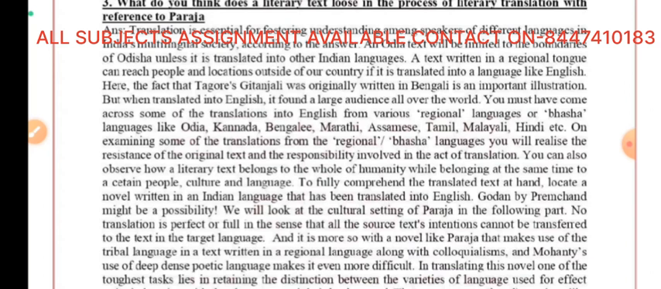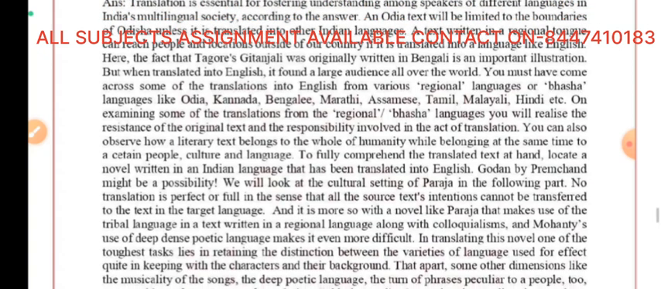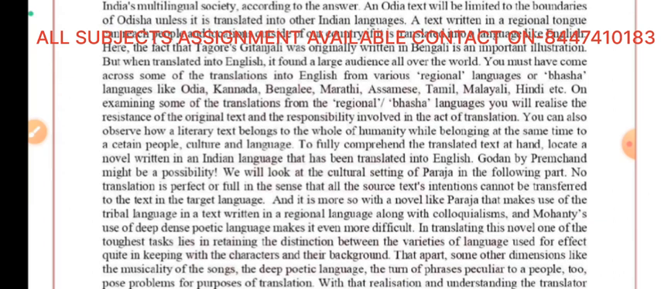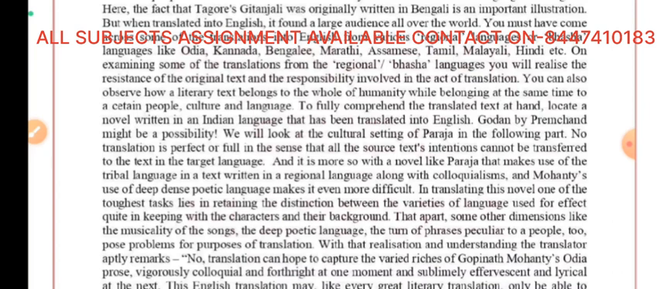Here, the fact that Tagore's Gitanjali was originally written in Bengali is an important illustration, but when translated into English, it found a large audience all over the world. You must have come across some of the translations into English from various regional Bhasha languages like Odia, Kannada, Bengali, Marathi, Assamese, Tamil, Malayalam, Hindi, etc.